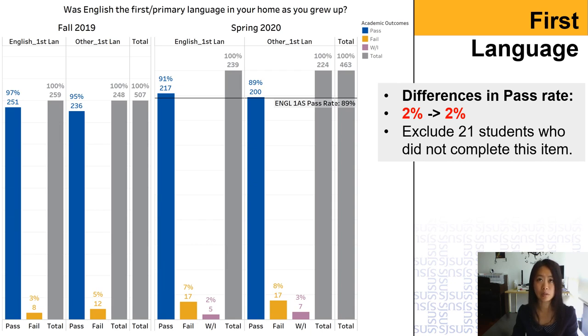In the beginning, for fall 2019, there is a 2% difference between these two groups, and for spring 2020, we're still seeing a 2% difference. Among this data, we have 21 students who did not complete these items. So we can say we don't really see any difference between students with English as a first language and those with another language as a first language.